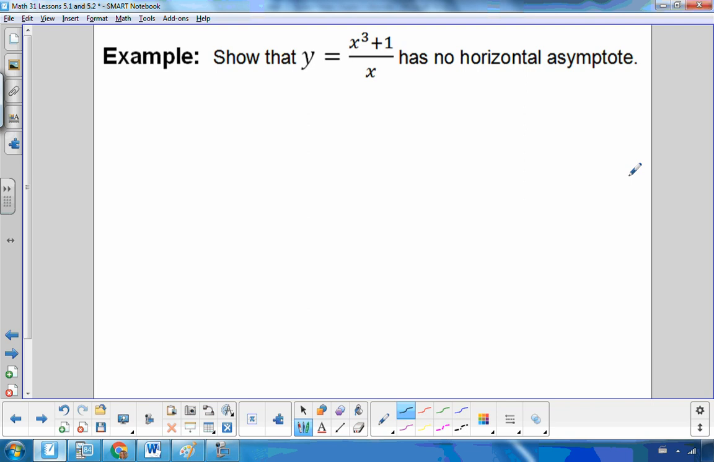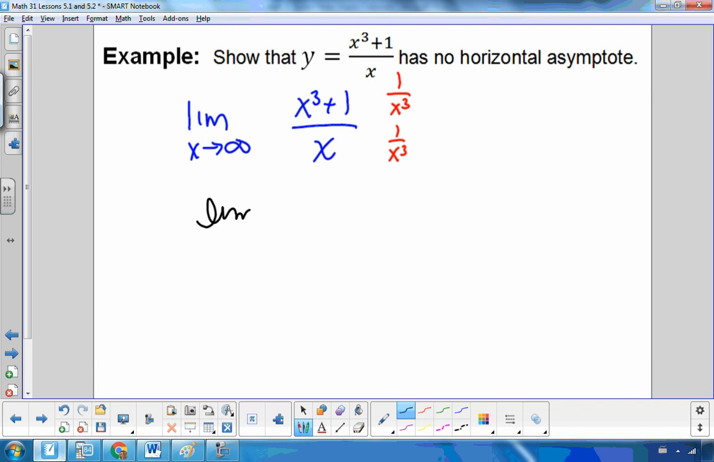Okay, in this example here, I want to show it has no horizontal asymptote. So I'm going to look at the limit as x approaches infinity of x cubed plus 1 over x. So again, I'm going to use that strategy of multiplying numerator and denominator by 1 over x to the highest power.